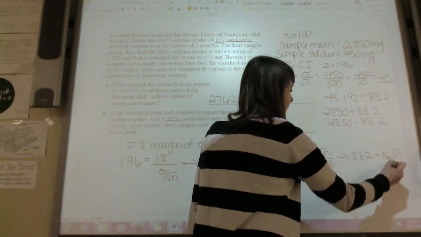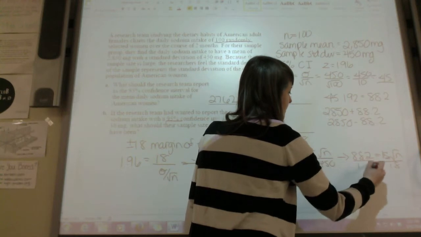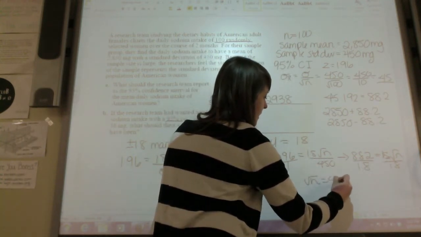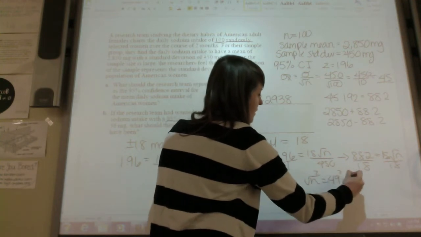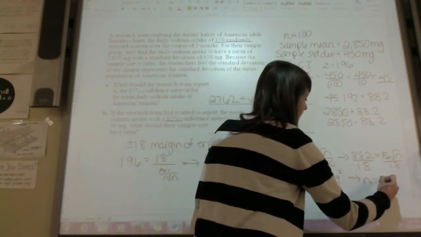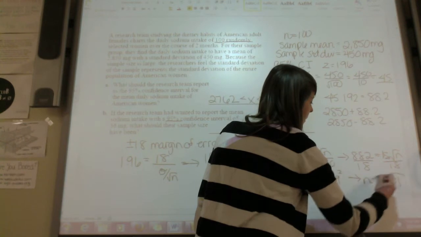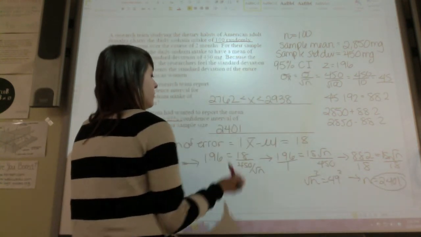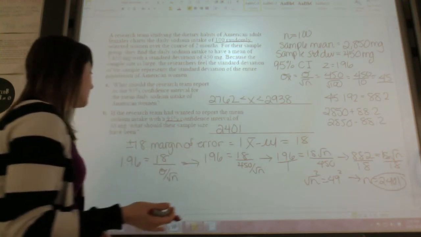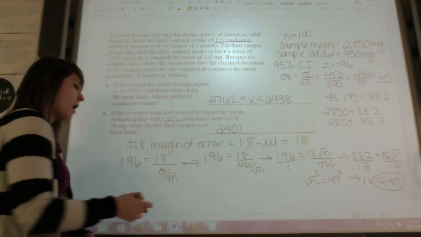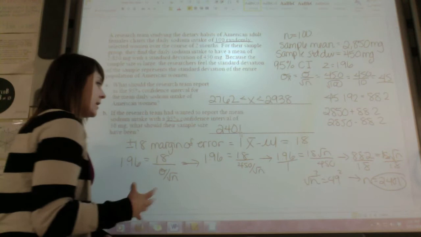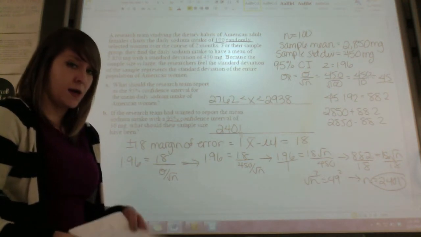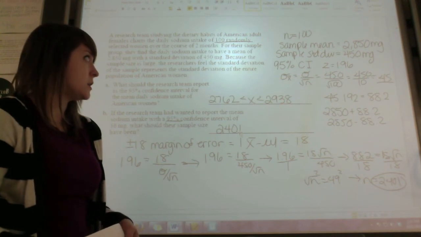If I just cross multiply and solve this, I've got 1.96 times 450 gives me 882, and that's equal to 18 times the square root of n. If I divide both sides by 18, that gives me the square root of n is equal to 49. So if I square each of those, that gives me n equals 2,401. So if I had a sample size of 2,401 people, then I'd be able to have that 36 milligram confidence interval at my 95% confidence level. And that is everything for section 8.